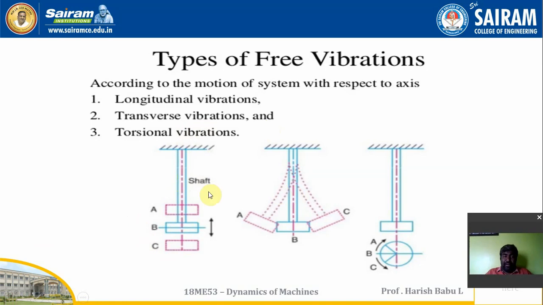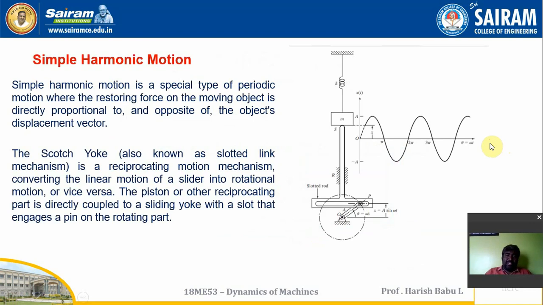When you go for the second one, that is transverse vibration, it is a to and fro motion perpendicular to the axis. If we give the motion perpendicular to the axis, that type of motion is called transverse vibration. And torsional is nothing but rotation. When you go for twisting, twist out and twist in, it is called torsional vibration. So coming to simple harmonic motion: it is a special type of periodic motion where the restoring force on a moving object is directly proportional to, and opposite of, the object's displacement vector.